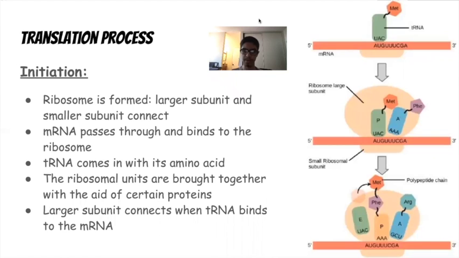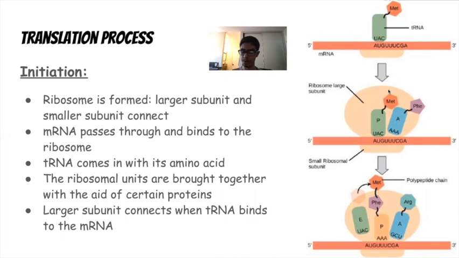What occurs first is that the mRNA passes through and binds to the smaller subunit of the ribosome. We also have the very first tRNA coming in with its anti-codon, binding to the mRNA, carrying its amino acid, which is methionine. Then, as you can see in the diagram, this big piece of the ribosome suddenly binds. That is known as the larger subunit. That occurs because of helper proteins, but what you need to know is that we have the smaller subunit with the mRNA binding to it, as well as the first tRNA coming in.